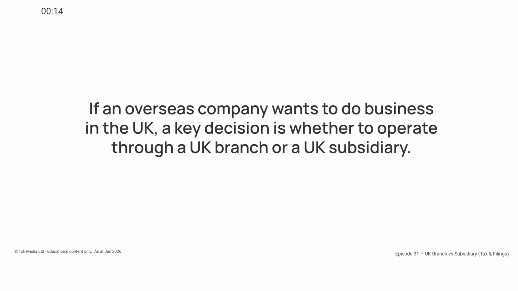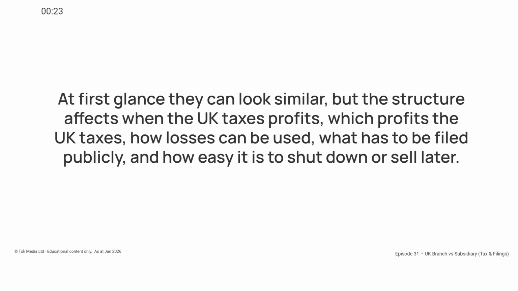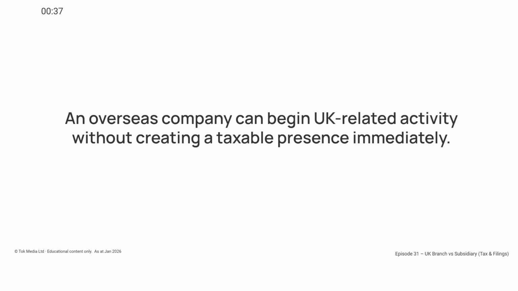If an overseas company wants to do business in the UK, a key decision is whether to operate through a UK branch or a UK subsidiary. At first glance, they can look similar, but the structure affects when the UK taxes profits, which profits the UK taxes, how losses can be used, what has to be filed publicly, and how easy it is to shut down or sell later.